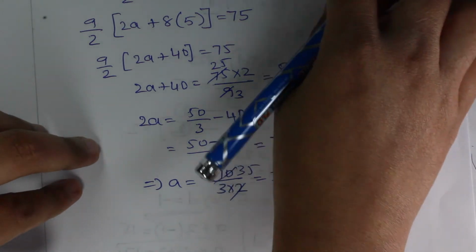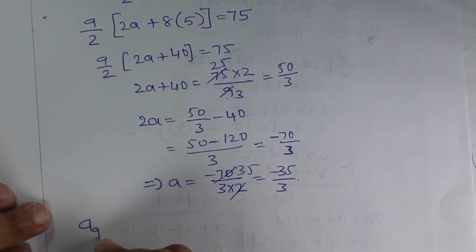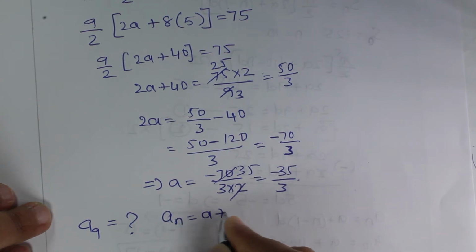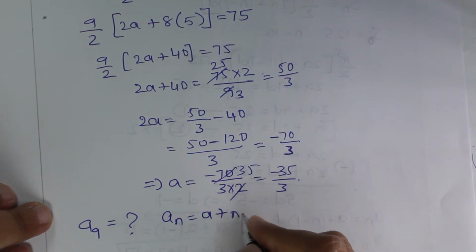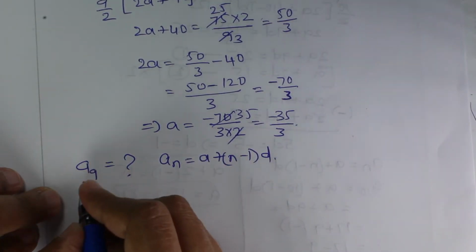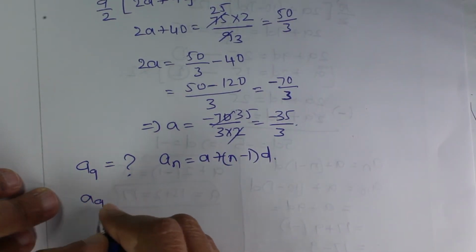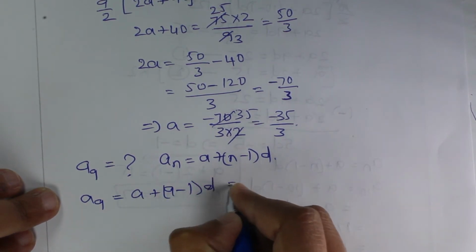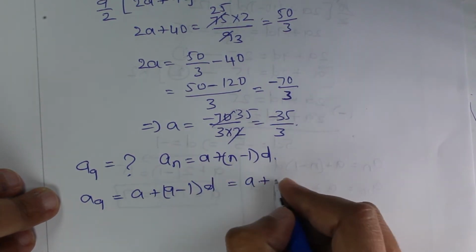Now we have to find out a9. What will be a9? We know the formula of an, right? An is equal to a plus n minus 1 into d. Now a9 is equal to a plus 9 minus 1 into d. That is equal to a plus 8d.